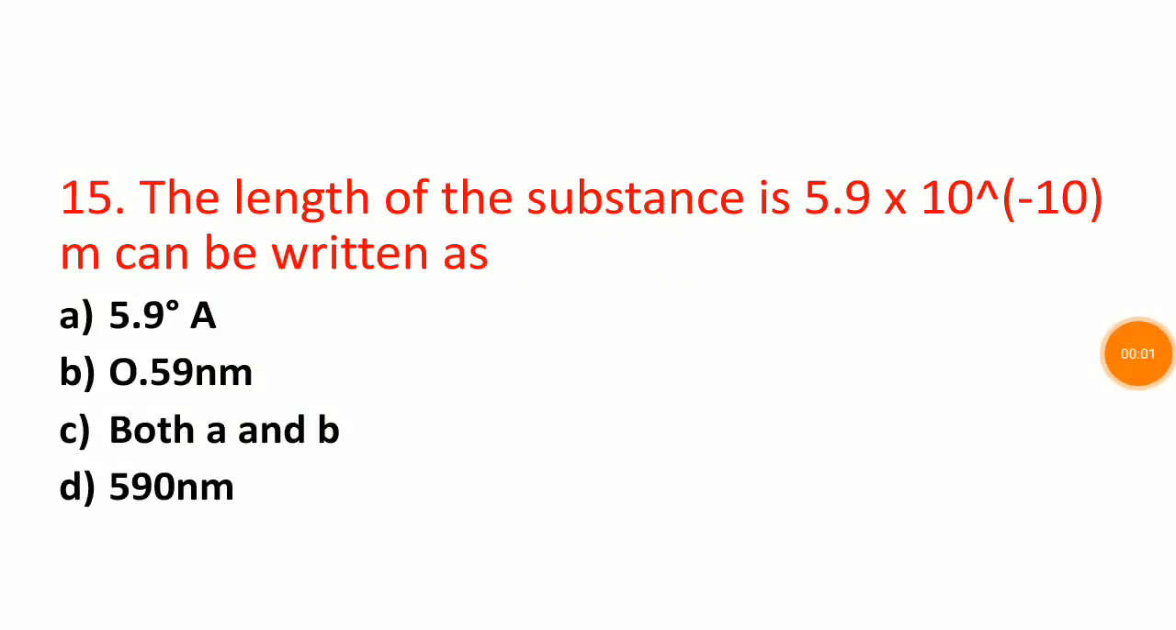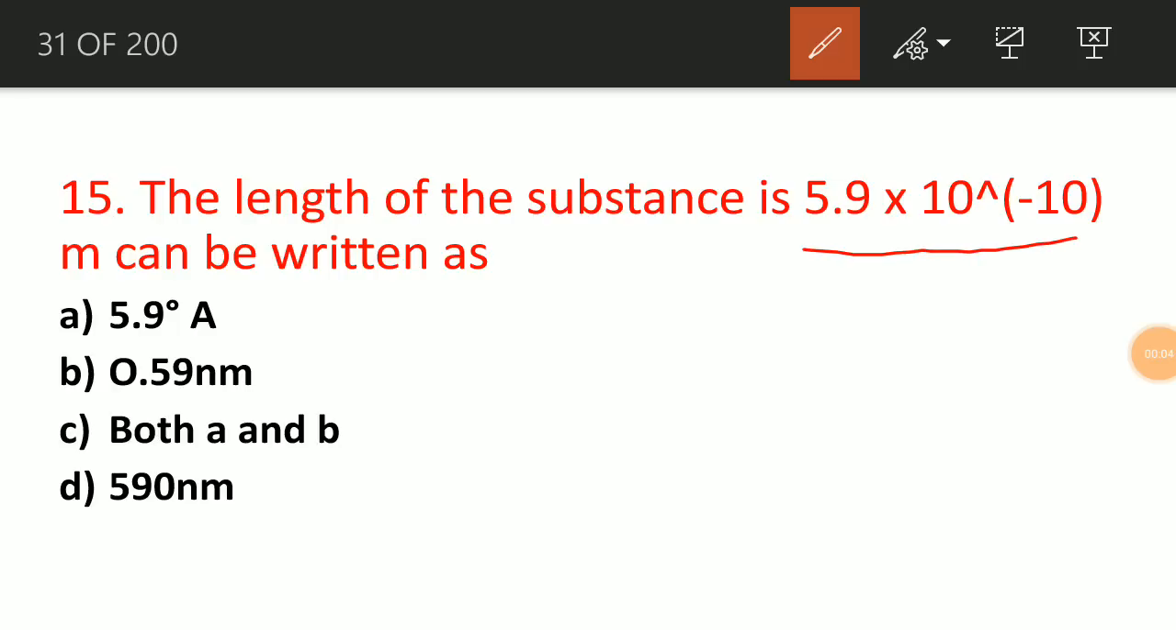Okay, in this question, question number 15, here is this number 5.9 into 10 to the power minus 10 meter. We know that 10 to the power minus 10 meter is equal to 1 Angstrom. So we can express this as 5.9 Angstrom, that is in option choice A. But if we see option choice B, 0.59 nanometer, if we express this 0.59 nanometer in terms of 10 to the power minus 10, then we will get again the same value, 5.9 into 10 to the power minus 10. So option choice B is also correct.